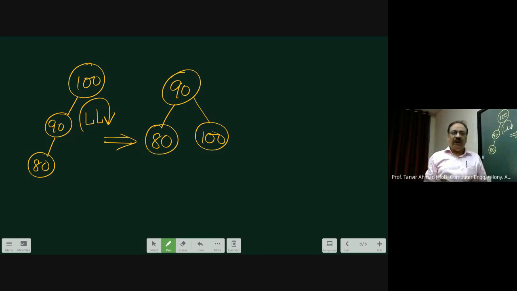What will happen? You take 90 as the pivot, and what you are going to do is rotate the tree from taking 100 as the pivot. If you rotate the tree, 90 will come up, 80 will also come up, and 100 will go down, because you are going to rotate like this. Once you rotate like this, you will get this type of tree, which is an AVL tree. And now this is an AVL tree.